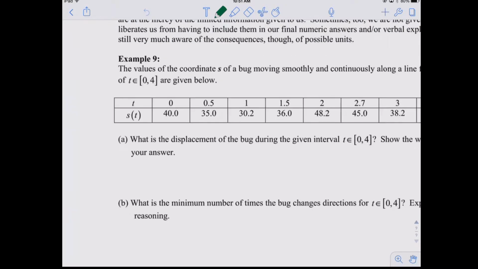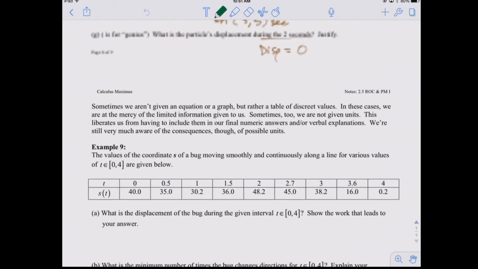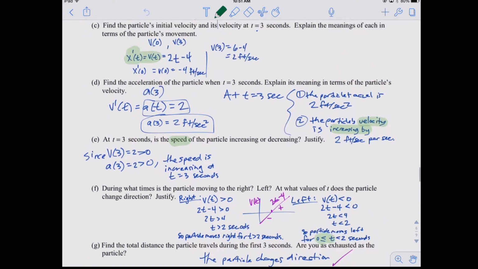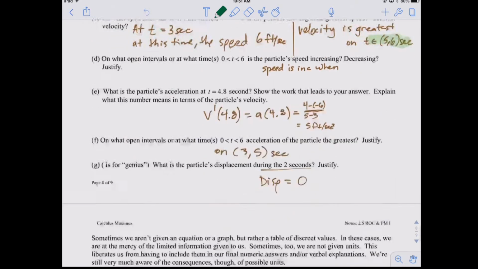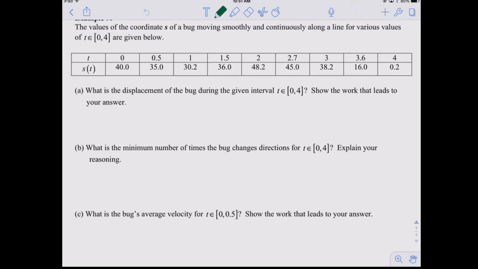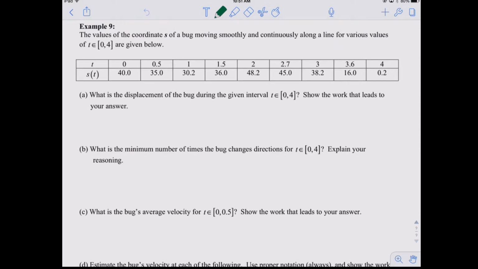So on example 9, we are given some information again, but we're not given a graph of velocity or position, and we're not given an equation. We can represent a function that could represent speed, velocity, acceleration, or position by a table of values. So that's what we have here in example 9.